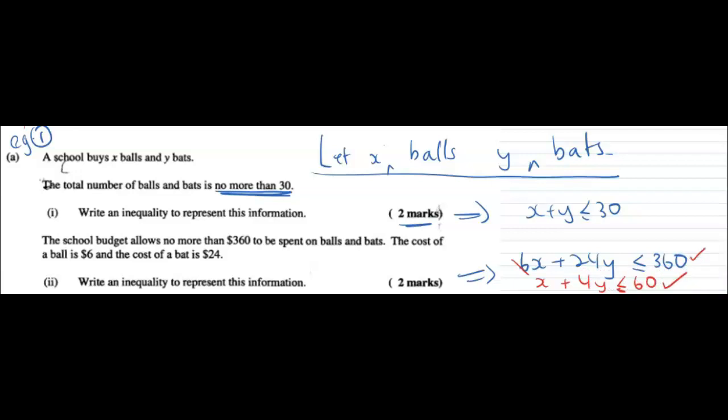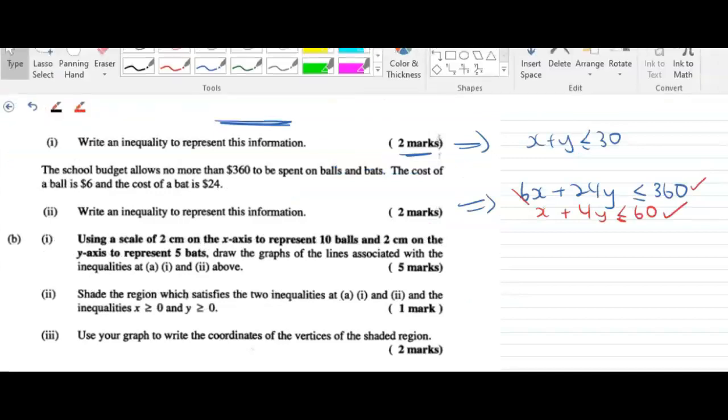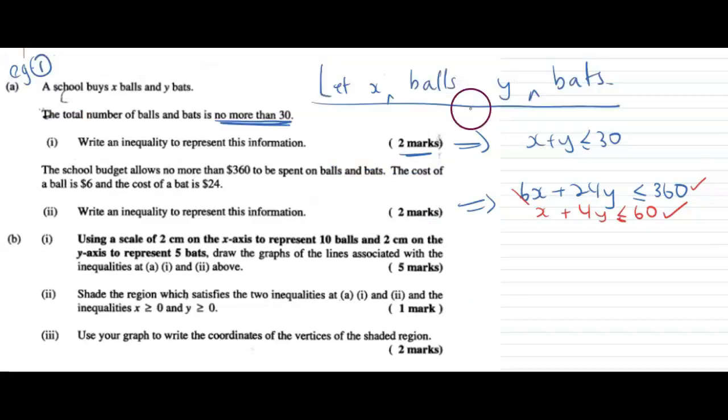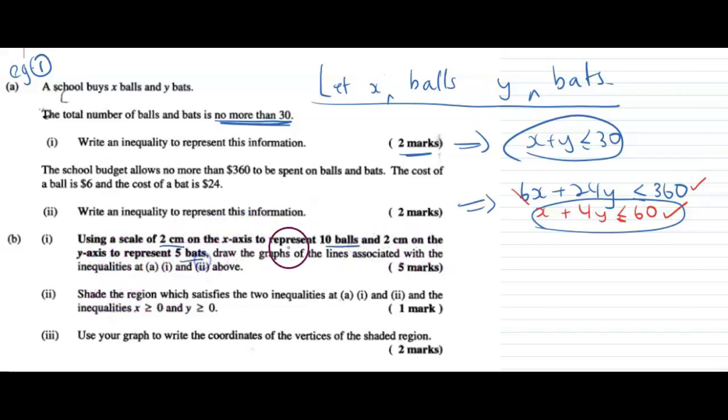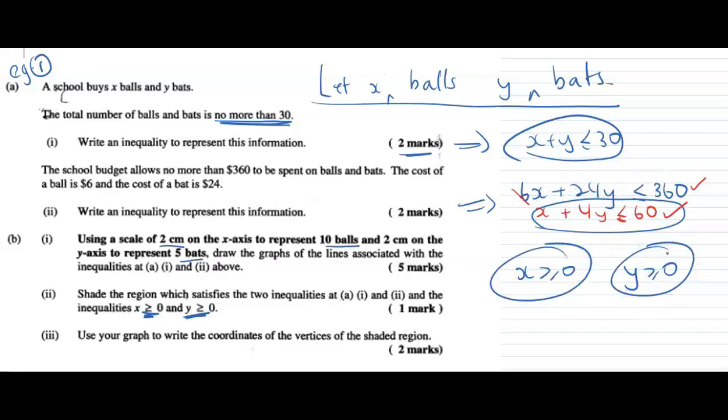Okay, so now moving on in this question. With these 2 inequalities, this one here and this one here, we could go to graph paper. They give us some instructions now. They said 2 centimeters represent 10 balls and 2 centimeters represent 5 bats on each axis. They want us to put in these 2 inequalities, and then shade the region and also add in these other inequalities. Those inequalities are X is greater than or equal to 0 and Y is greater than or equal to 0. So we actually want to incorporate 4 inequalities in this graph.